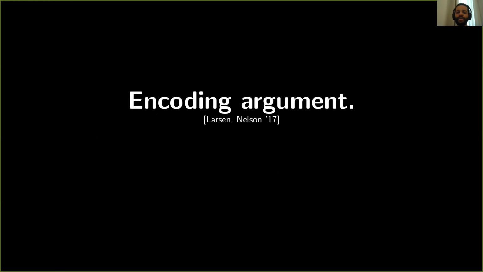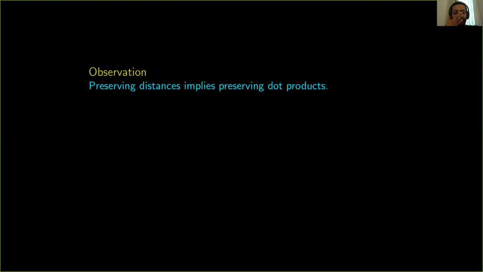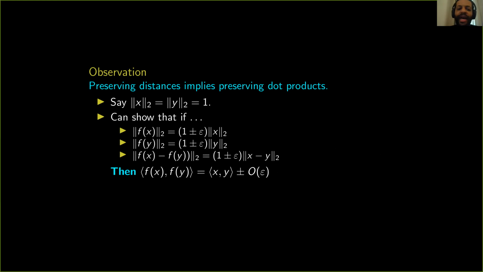Okay, so how does the encoding argument work? The first observation is that preserving distances implies preserving dot products, right? Let's say that x and y have unit norm. You can show that if you preserve the norm of x, the norm of y, and their distance, then the dot product of f(x) and f(y) is close to the dot product of x and y. This follows again from the parallelogram rule. And those two things that I highlighted in blue will be true if the distance to 0 is preserved, and I can just make every point set in my hard collection contain the point 0. That way, those two things do hold.